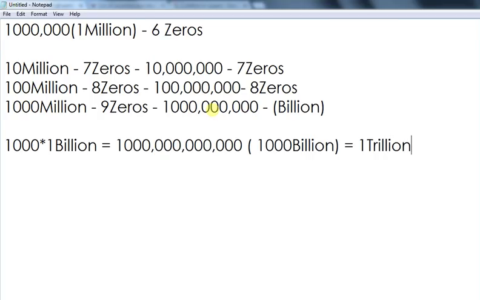So this is it. This is the easiest way of counting the zeros for a billion or a million. So if someone asks you suddenly how many zeros does a million have, you can just raise your hand first and tell them we have 6 zeros in a million.